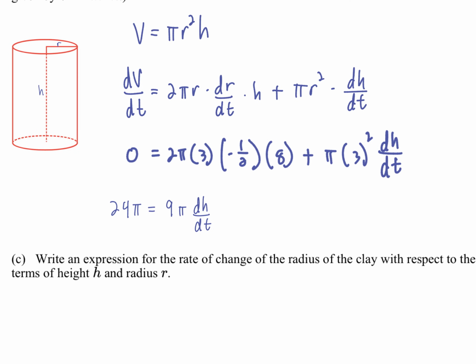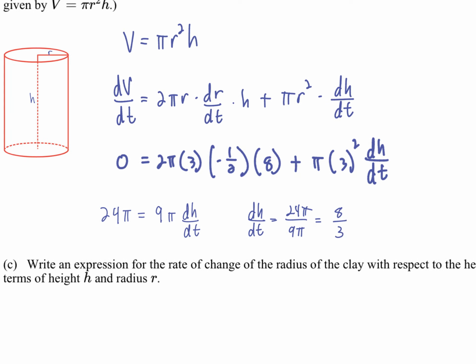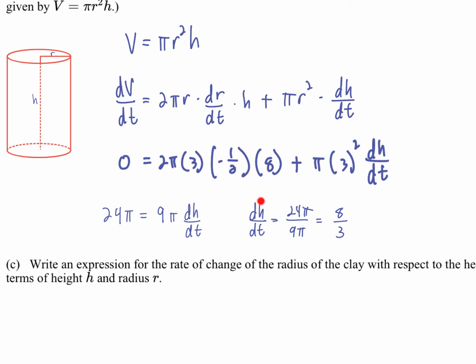Okay, and then just divide both sides by 9 pi. So dh dt is 24 pi over 9 pi. Pi's cancel, and then that'll end up being 8/3. Okay, units. So units of h divided by units of time. So units of height, really any distance, in this case is inches, and the time was minutes.